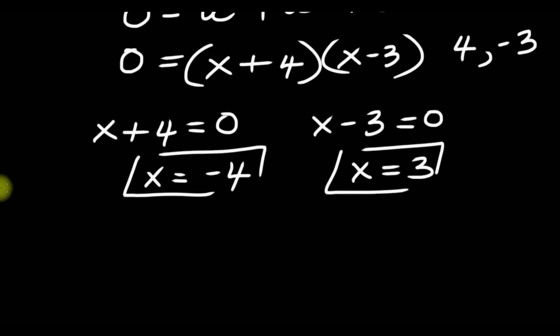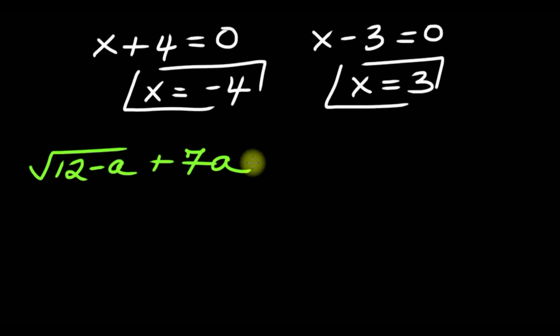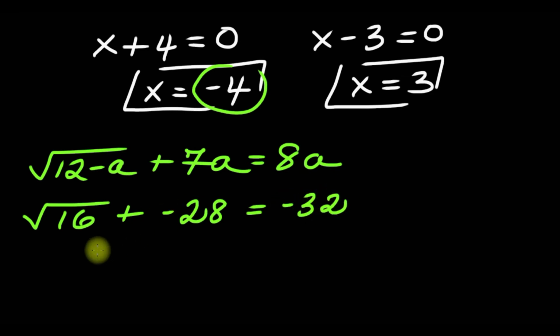So your original equation is the square root of 12 minus a, plus 7a, equals 8a. Okay, so we're going to plug in negative 4. We're going to work with the negative 4. So this would be the square root of 12 minus negative 4. Well, that's going to be 12 plus 4, so that will be 16. Plus 7 times negative 4 is negative 28. And then 8 times negative 4 is negative 32.